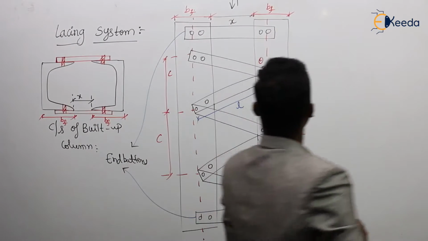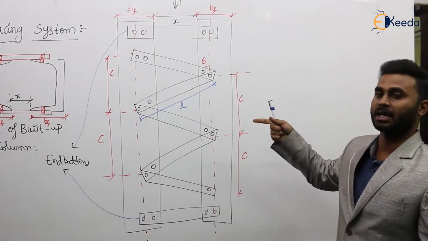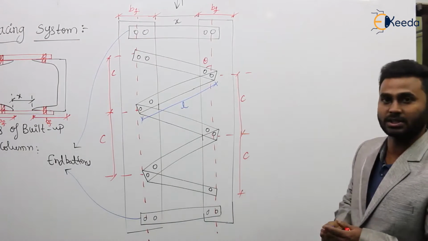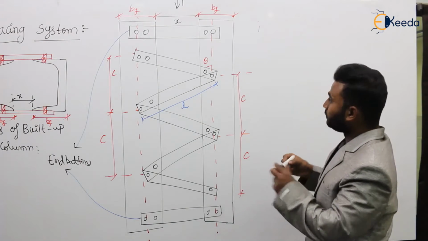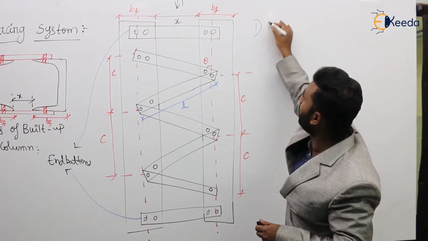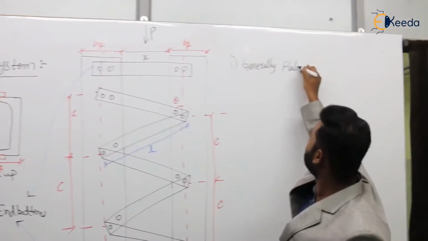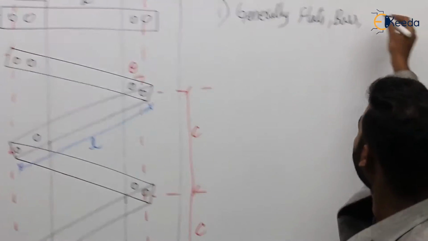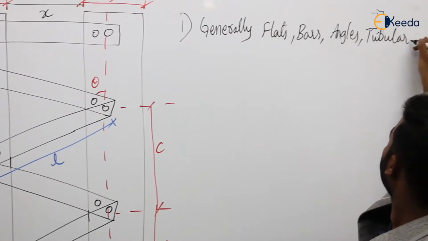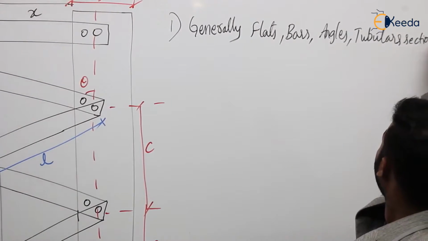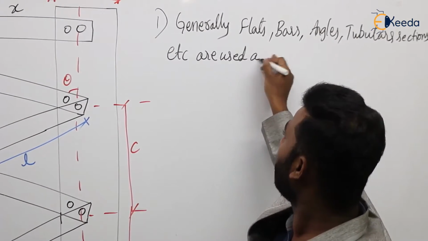So we know that when we provide the lacing system, if the column is subjected to eccentric axial load or compressive load, then we go for lacing system. That is the point. Next, write point-wise. Generally flats, bars, angles, tubular sections, etc. are used as lacing member.